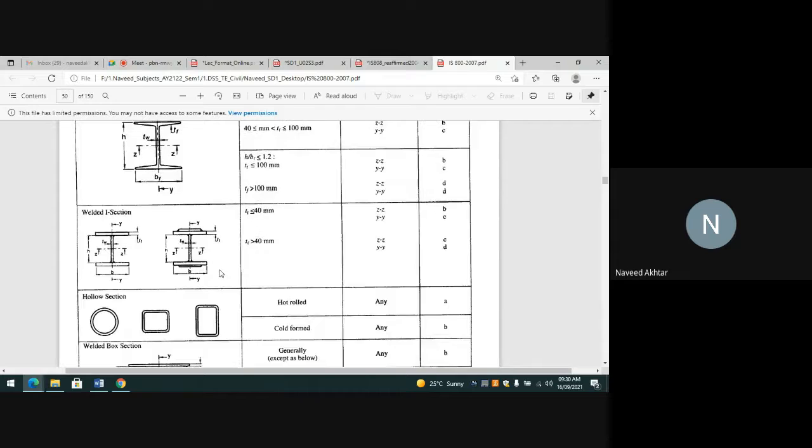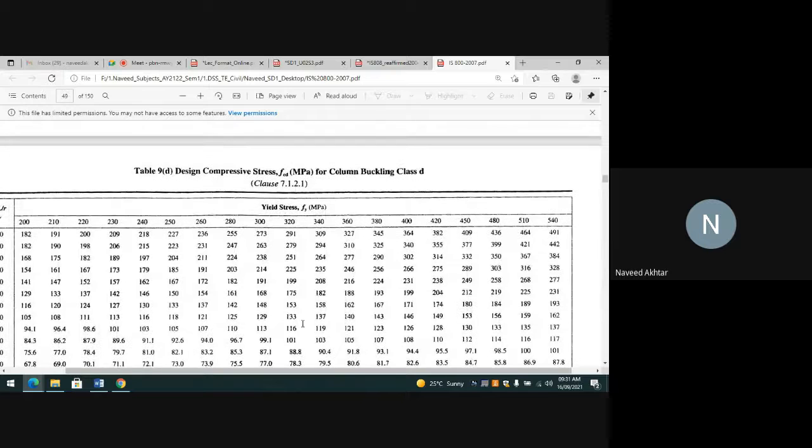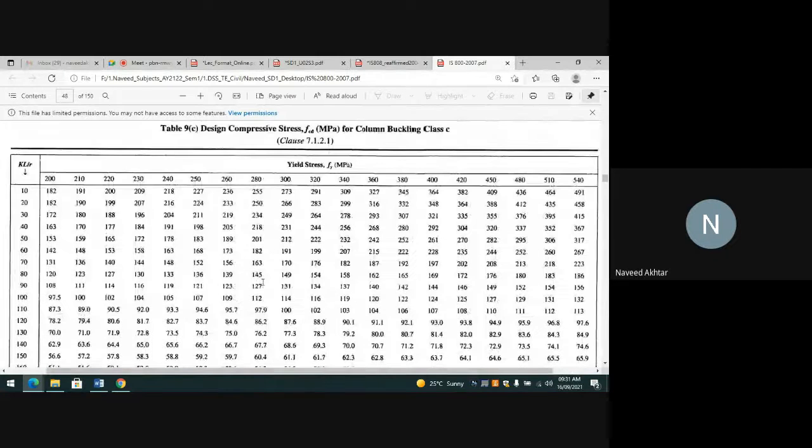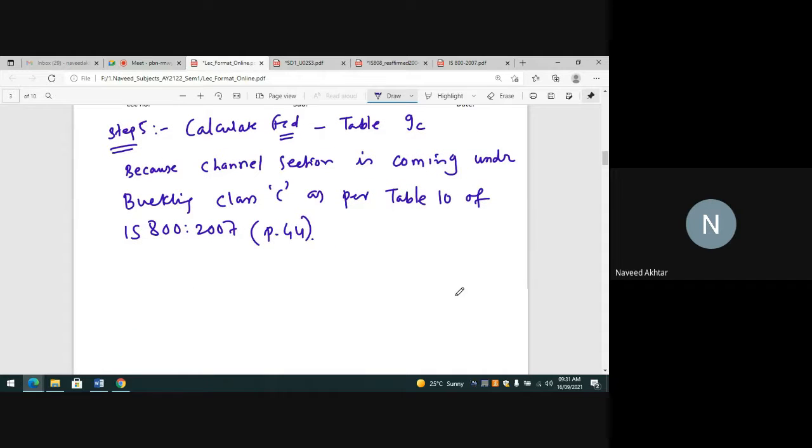So you see the buckling classification of section for channel, angle, T, solid, square or round bar, any type, any axis, the buckling classification is class C. That's why we have to use table 9C to find out the FCD. So table 9C gives design compression stress FCD for column buckling class C. Now how can you find out the FCD? You find it from table number 9C for the channel section under buckling class C.